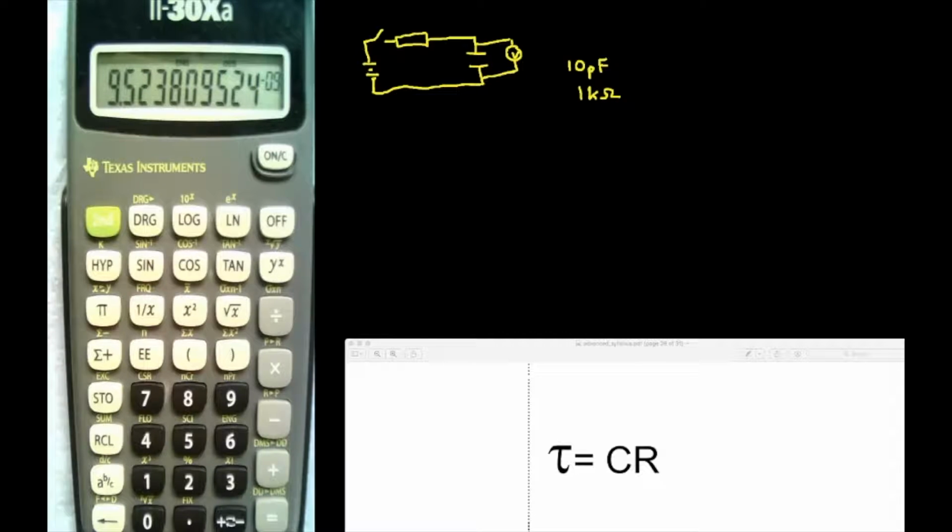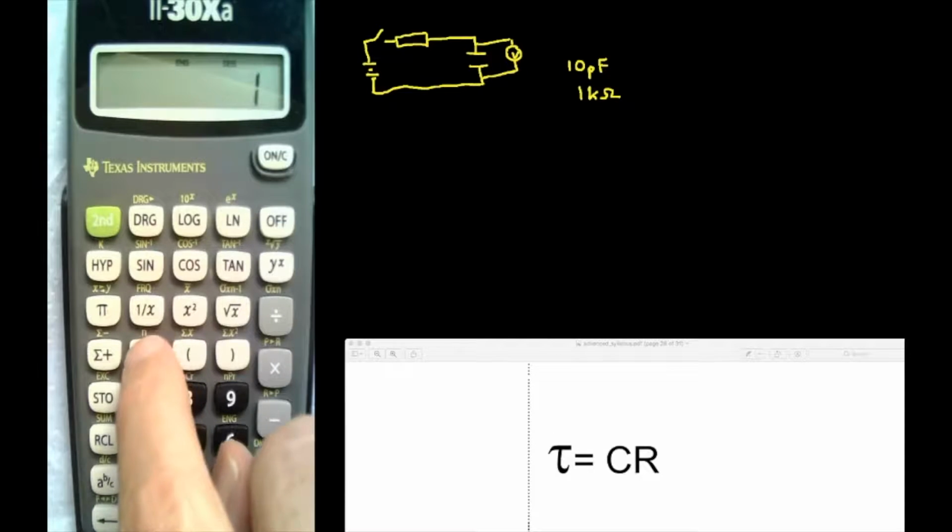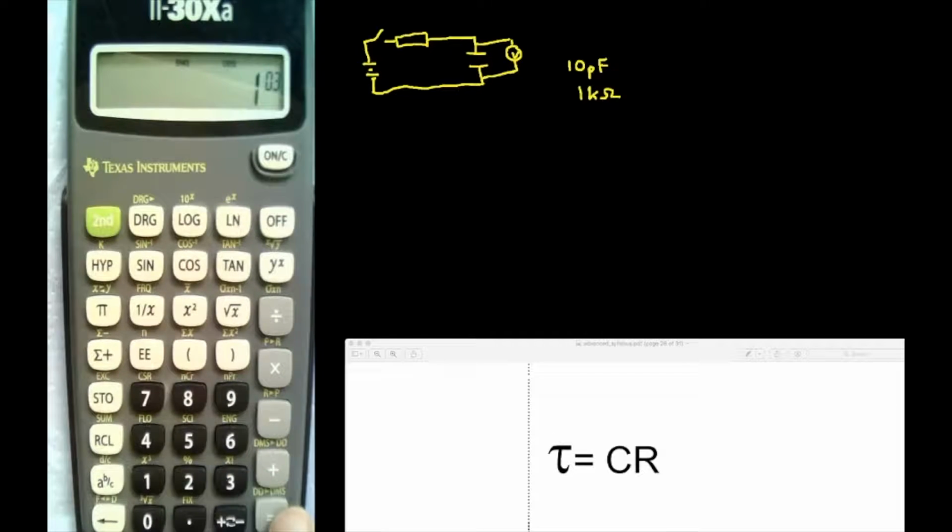Let's put that into the calculator. Again, we're already in engineering notation. So pico, remember, is 10 to the minus 12. So I'll put in 10 EE12, change sign. So I've got 10 to the minus 12 in there. Times 1 kilo ohm, that's 1 EE3, equals.